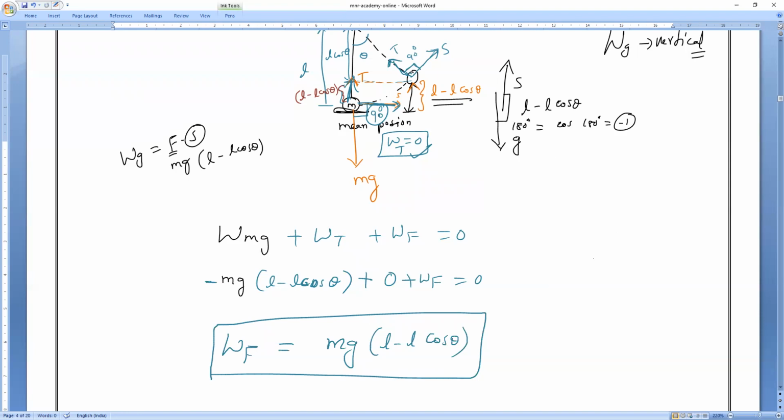And I want to tell you this. All of you remember why the work done by tension is 0? Observe very carefully. Tension is acting in the upward direction, displacement is in this direction. So what is the angle between them? 90 degrees. So the work done is equal to 0.